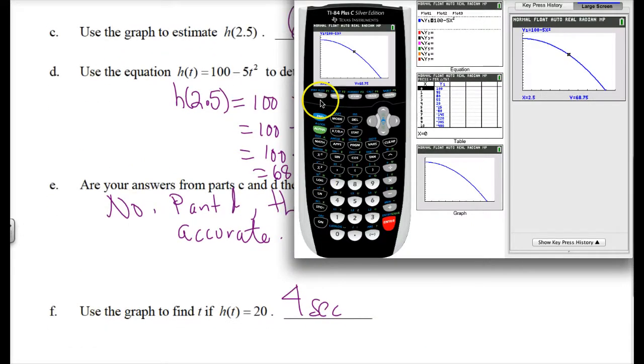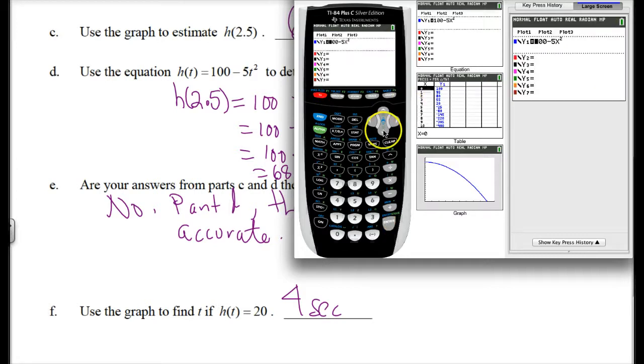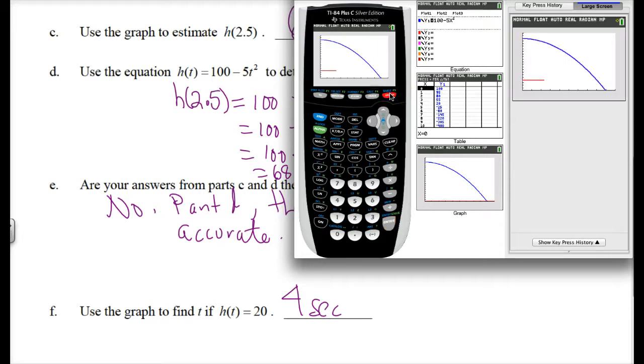If h of t is 20, so if the y value is 20, so we have to go to y equals, go down to y2, and for those of you who don't yet have calculators, this 84 plus C silver is pretty cool. Graph that, and what we're looking for is this intersection point, right? We're looking for where these two lines meet. And we can actually see it in here because this is showing us the table of values that it'll happen in 4 seconds. We actually already know it's 4 seconds, but how do we do it?